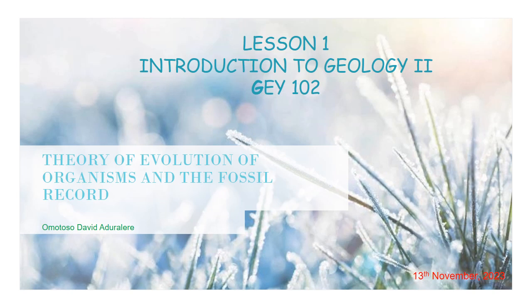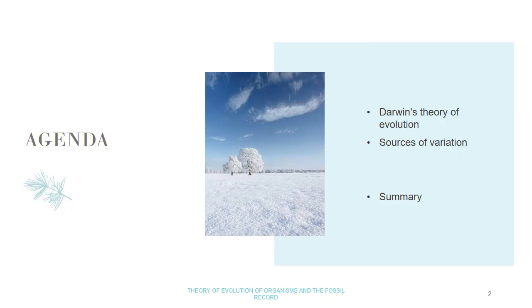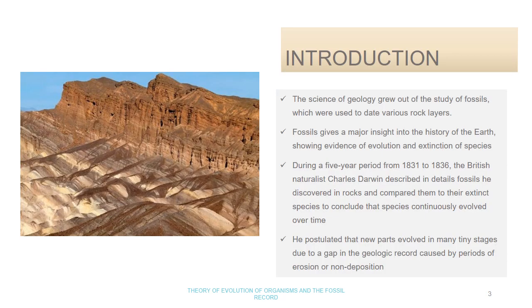Today we'll be looking at the lesson The Theory of Evolution of Organisms and the Fossil Record. For the lesson we'll look at Darwin's theory of evolution and how this relates to the fossil record, as well as sources of variation in individuals and how this as well has an impact on the kind of fossil assemblage that are observed in rocks today.